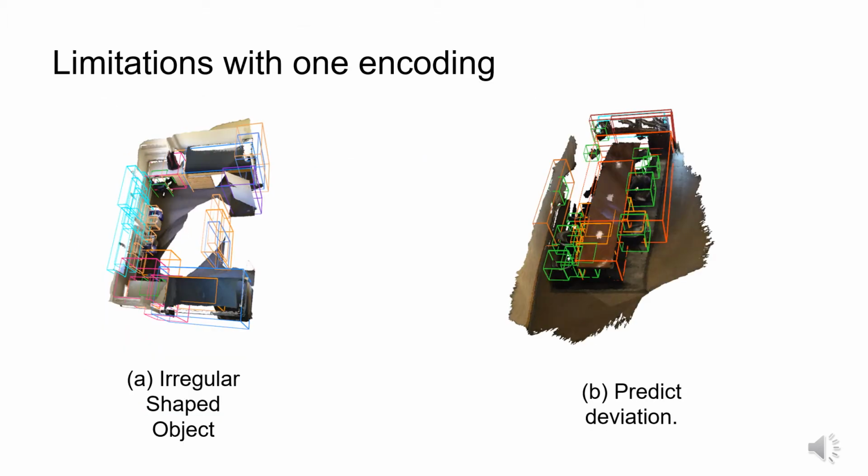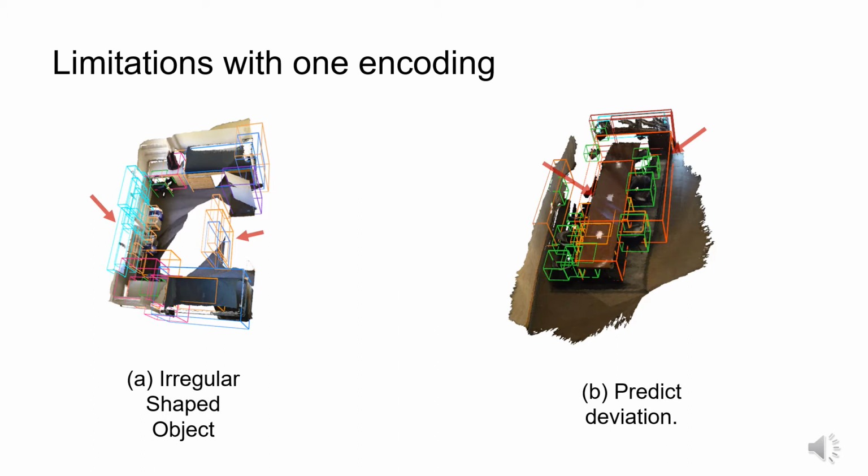Here are two common failure cases for VoteNet. For irregular shaped objects such as window and door, it's hard to detect the center location. Additionally, with just object center prediction, it's also hard to predict the bounding box boundaries, which will cause the size prediction wrong.